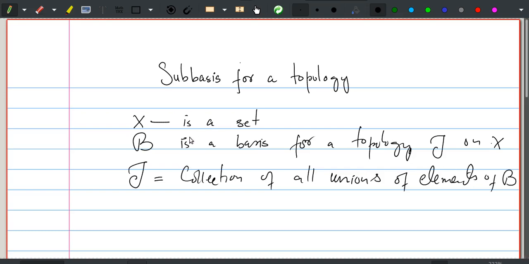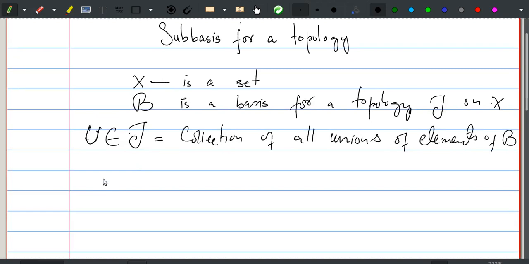I mean, an element U belongs to tau, or we can say this U is an open set of X, if this U is some union of elements of B.